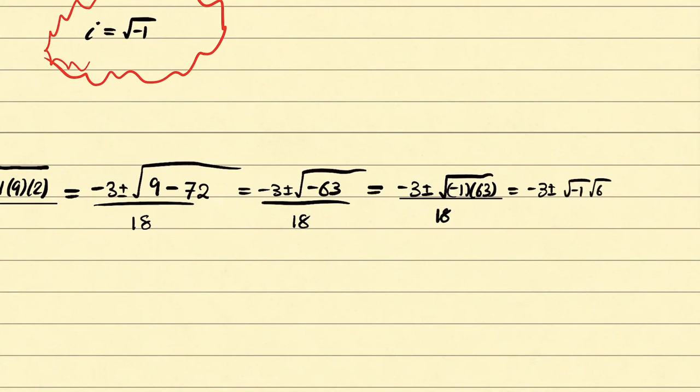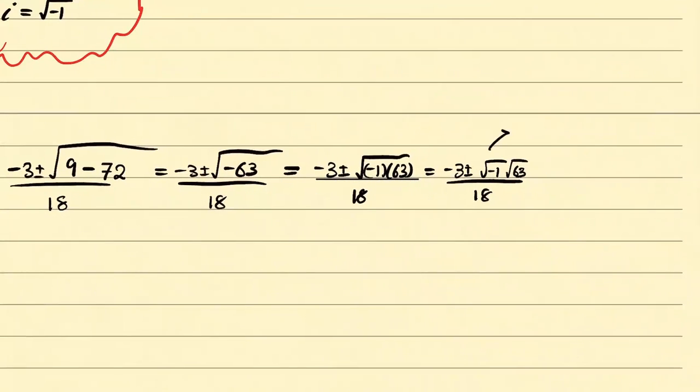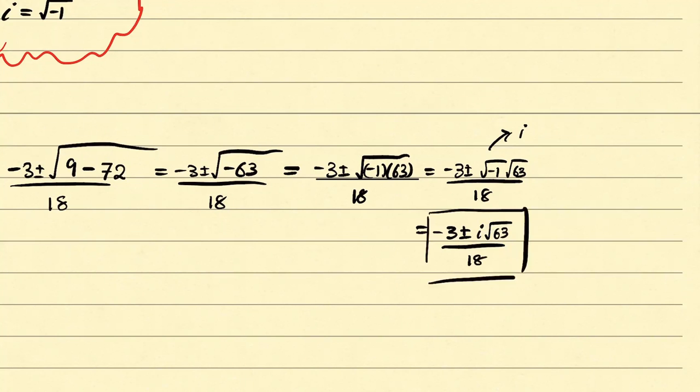You guys don't have to do this arduous part if you can see the next step. I'm just being abundantly clear now. And the square root of negative 1 is i. So this is negative 3 plus or minus i times the square root of 63 over 18. And there's probably some simplification I can do with this root 63, but we'll leave this as is for now.